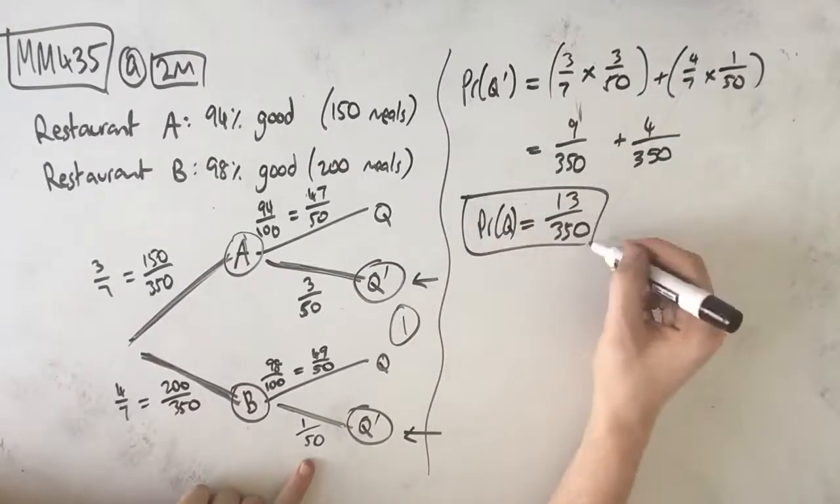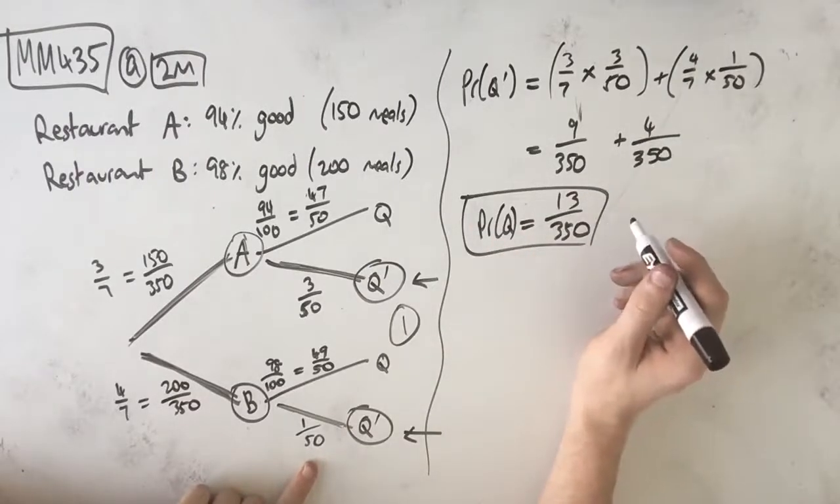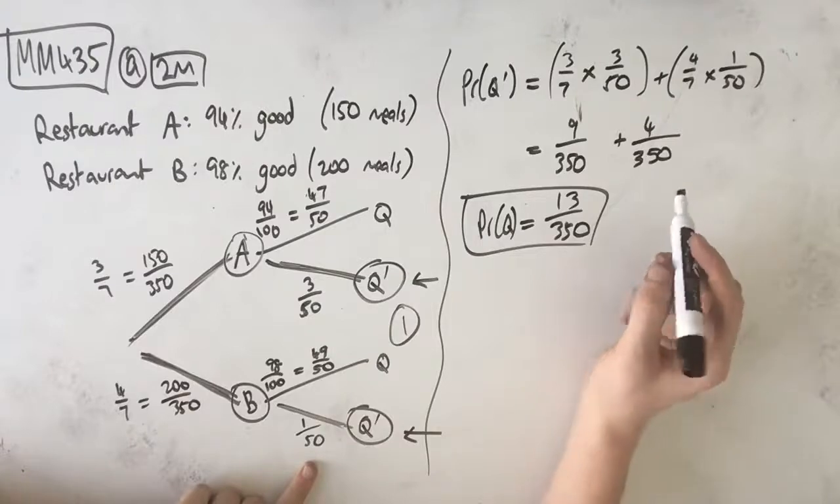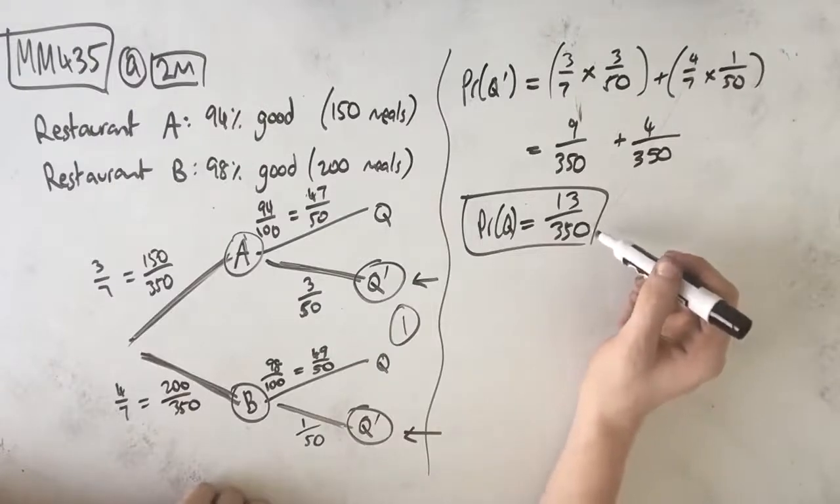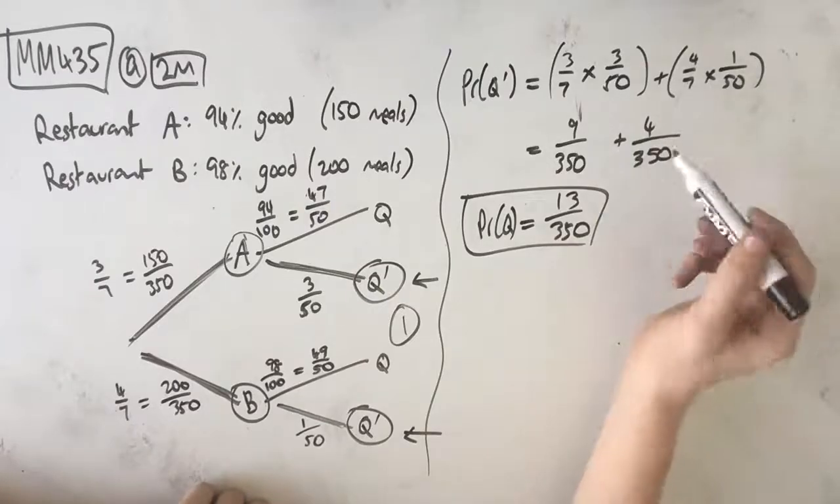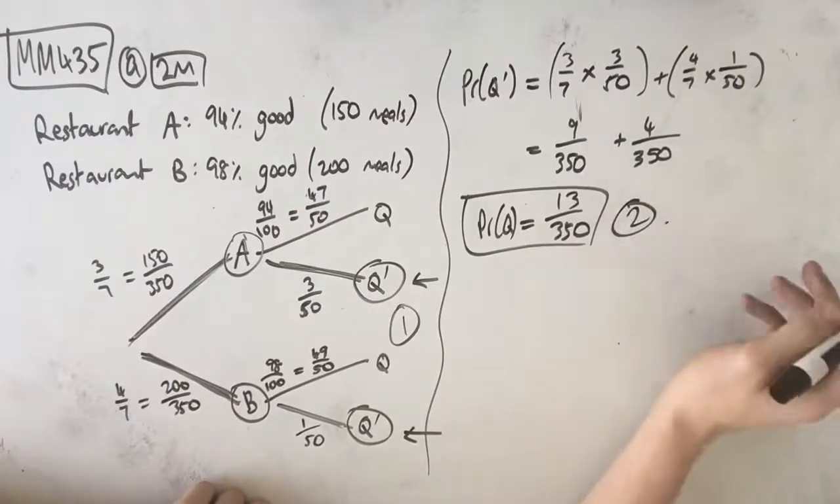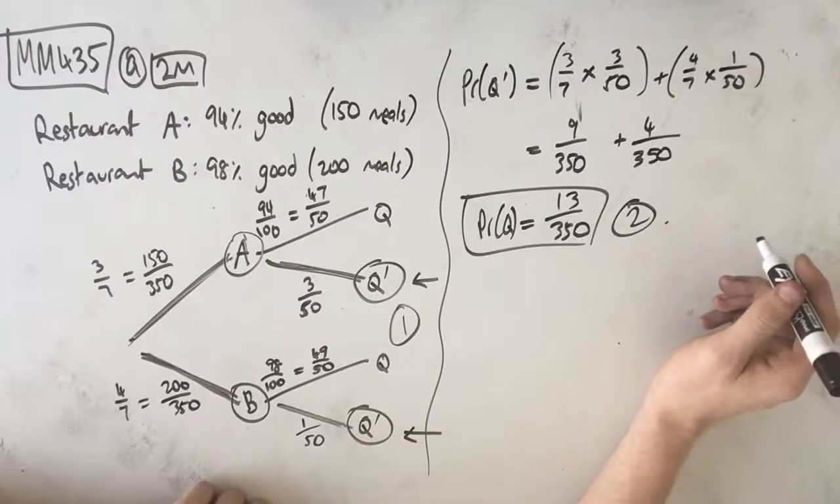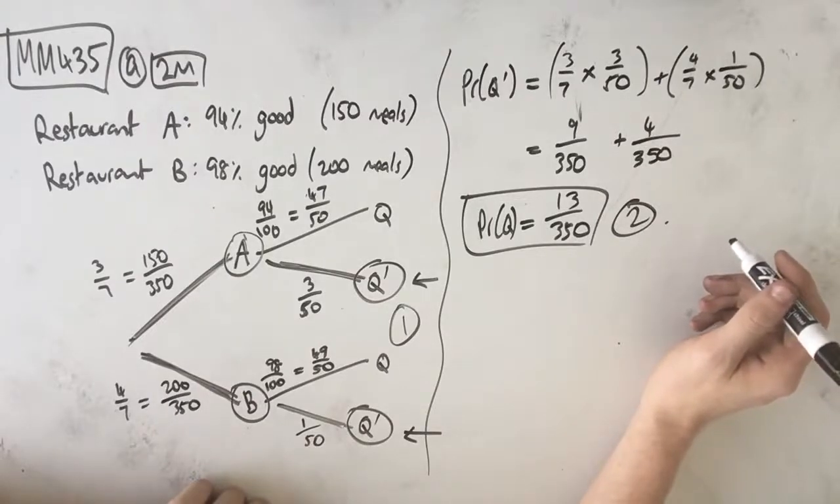Now if you had 7 on 175 as your answer, that's actually a typo on our part. That should be 4 over 350, and then they should add to 13 on 350. So this is the correct answer. That's your second and final mark for part A. Let's move on to part B.